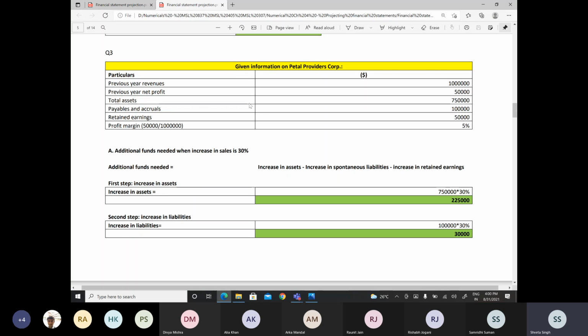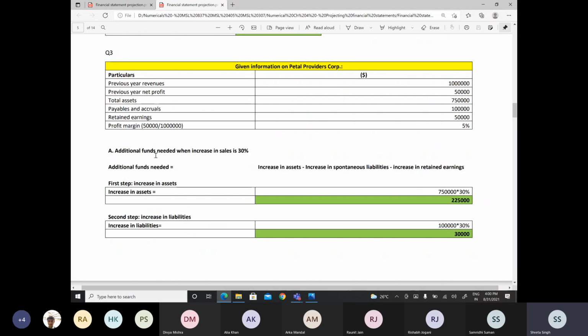So this is all of the information that has already been given. Previous year's revenues were 1 million. Previous year's net profit was 50,000. Total assets that has been invested is 750,000. Payables and accruals are 100,000. Retained earnings is 50,000. And the profit margin right now, if you look at the profit upon the sales, is 5%.